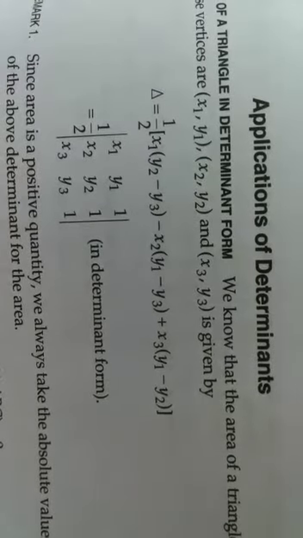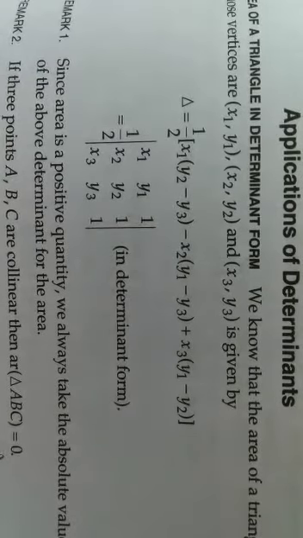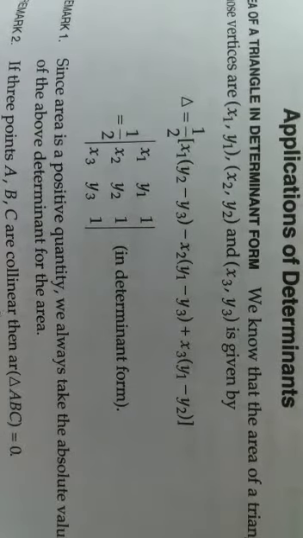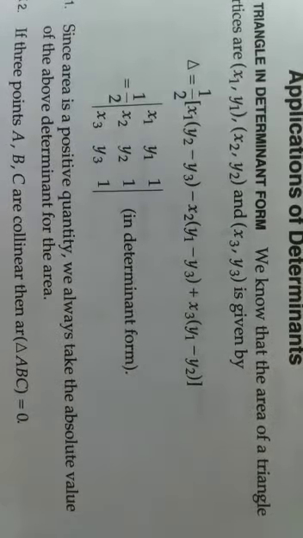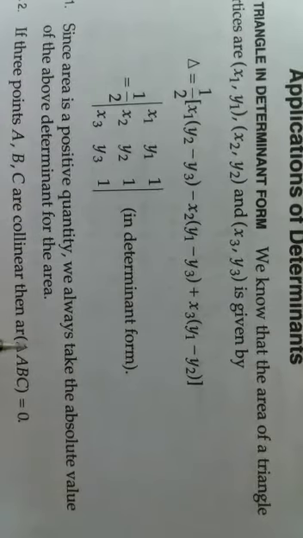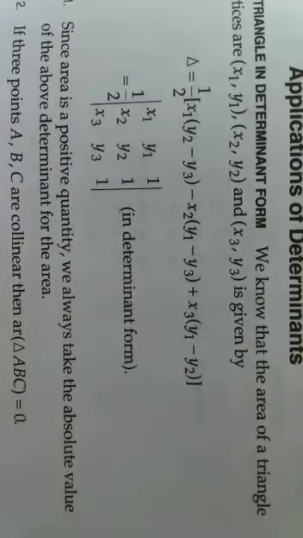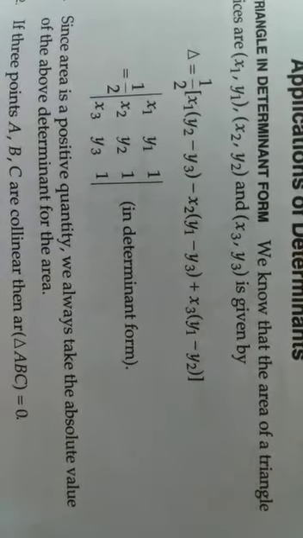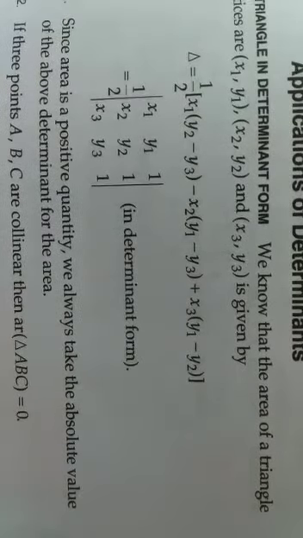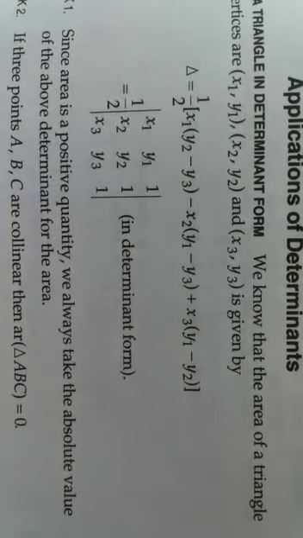Now see, since area is a positive quantity, we always take the absolute value of the above determinant for the area. This thing we have to remember. And we know that if 3 points A, B, C are collinear, then the area of triangle ABC will be equal to 0. So this is how we will find the area of a triangle in determinant form.